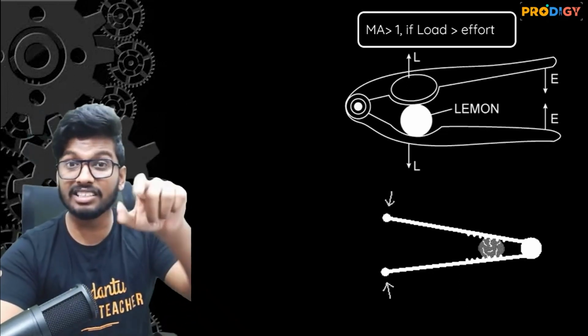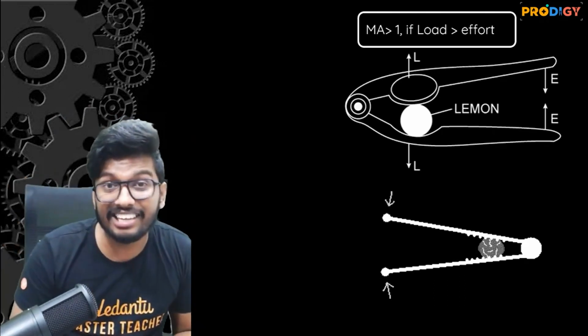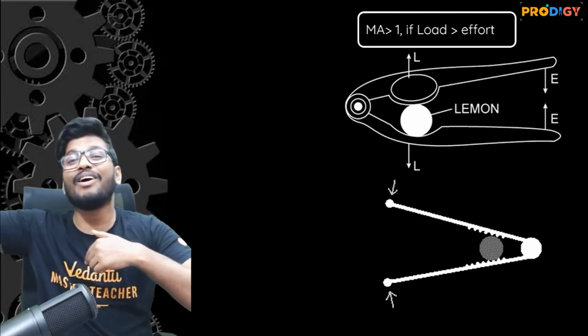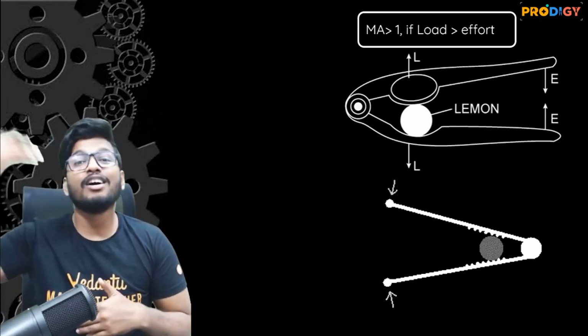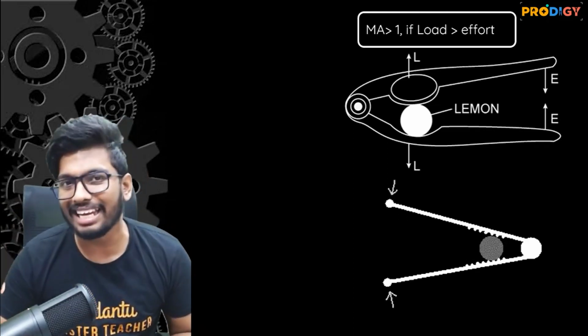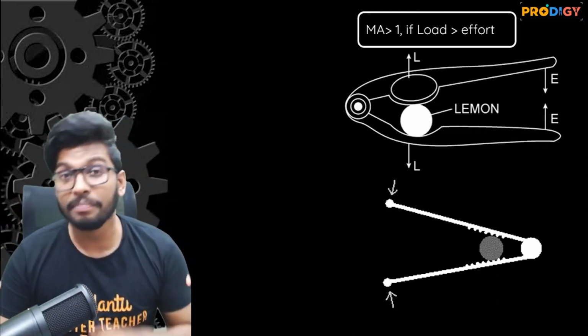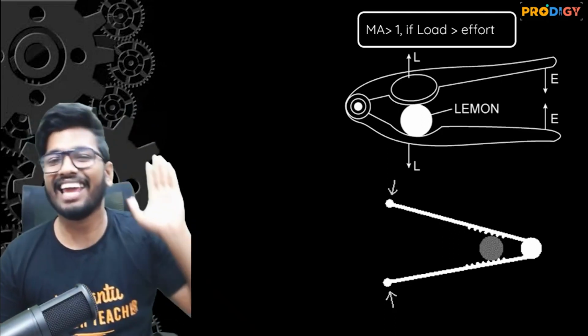If mechanical advantage is greater than 1, like for example a lemon squeezer or a nut cracker, all of these would decrease your effort and increase the load. So in those kinds of situations, the mechanical advantage that you get is going to be greater than 1. And if mechanical advantage is greater than 1, then the load is greater than effort.